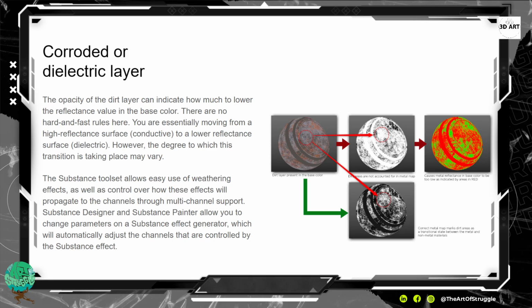So the Substance tool set allows easy use of weathering effects as well as control over how these effects will propagate to the channels through multi-channel support. Substance Designer and Substance Painter allow you to change parameters on the substance effect generator, which will automatically adjust the channels that are controlled by the substance effect. Maybe next class I'll show you guys some Substance stuff that I've done, some Substance Painter, some Substance Designer, just so you can see some of these values in action.